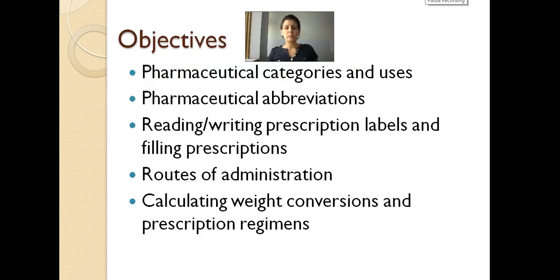In this chapter we will be discussing the different classifications of medication and what they are used for, some of the pharmaceutical abbreviations that are appropriate to use when dispensing medications or writing in medical records, being able to read and write prescription labels so that a pet owner can understand the instructions, different routes of administration, which is how medications enter the body, and then being able to calculate weight conversions and determining the amount of pills or liquid to dispense in order to complete a prescription regimen.